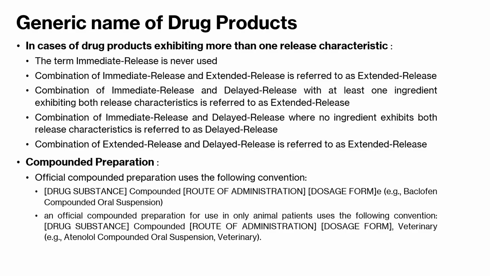For a compounded preparation, the medicinal product name can be defined as the drug substance, compounded, followed by the route of administration, followed by the dosage form. For example, baclofen compounded oral suspension. For an official compounded preparation for use in animal patients, the generic name will be defined as the drug substance, compounded, route of administration, dosage form, and at last, veterinary. For example, ethanol compounded oral suspension, veterinary.